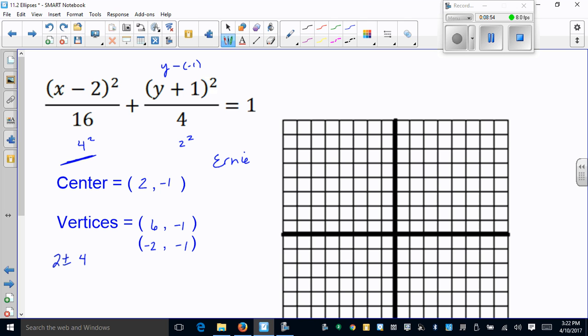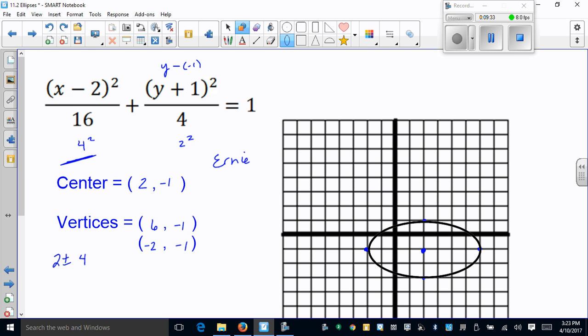There's my center. And then to show that I got these values right, I'm going to the left and right 4. Remember, this is 2. 1, 2, 3, 4. There I am at 6, negative 1. And 1, 2, 3, 4. There I am at negative 2, negative 1. And then go up to 4, the other 2, up and down. And you can see what's going on there. And there's my ellipse.